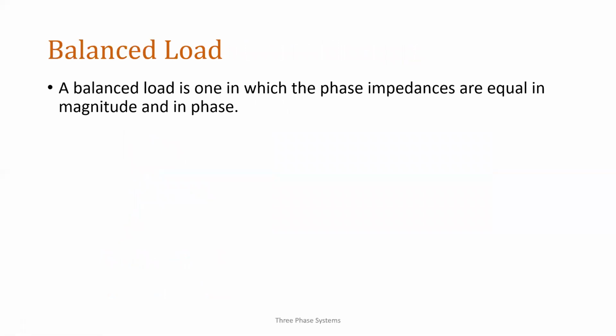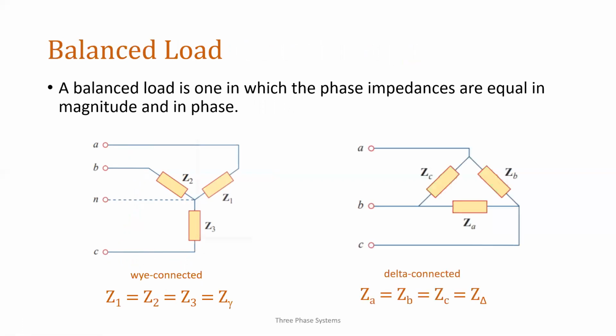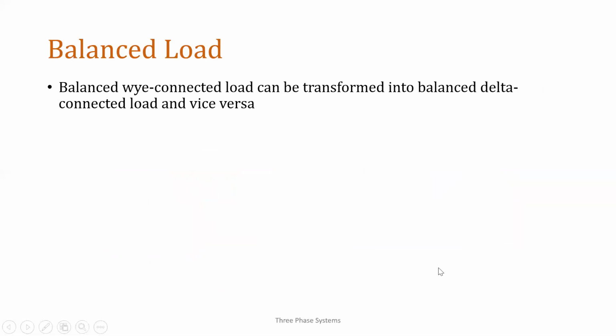Next, we have a balanced load. A balanced load has equal magnitude and also equal phase. We have two configurations: the Y connection and the delta connection. Z sub 1, Z sub 2, Z sub 3 are all equal, as well as Z sub A, Z sub B, Z sub C for delta. We can transform a Y to delta or delta to Y configuration with this relationship.